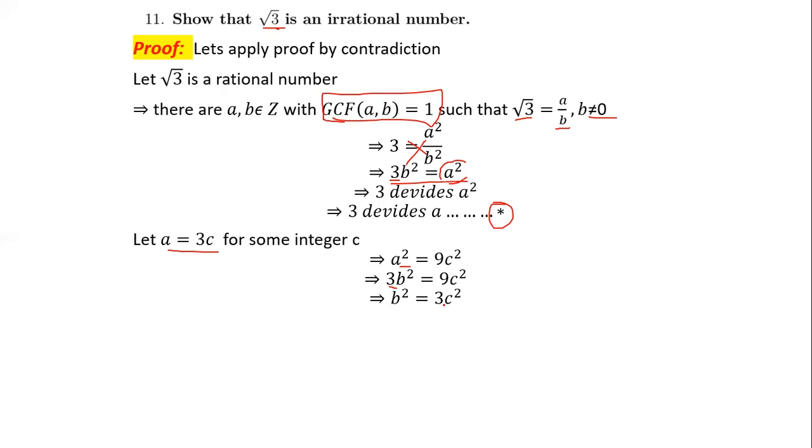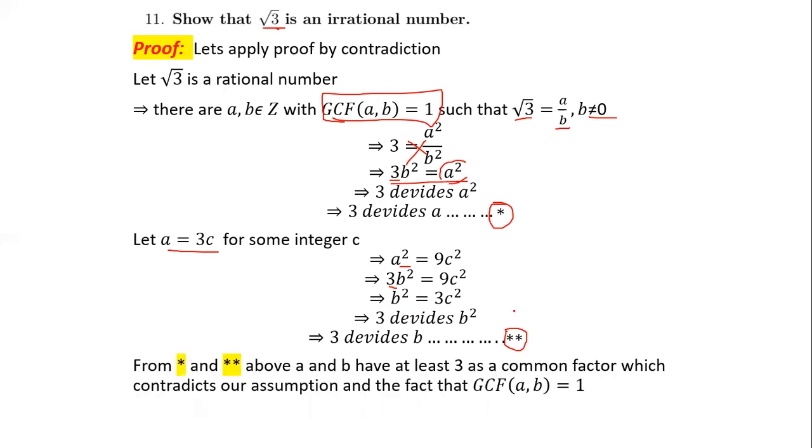From this again, 3 is a factor of b square, or b square is a multiple of 3. If b square is a multiple of 3, b itself must be a multiple of 3, or 3 is a factor of b, that is 3 divides b. So if 3 divides b square, 3 must divide b, so let us call this one double star.